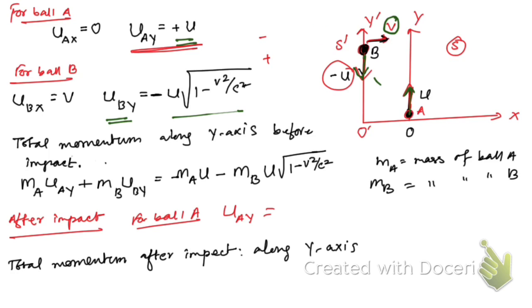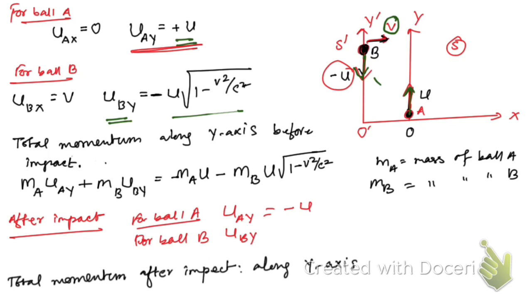So that's why here you see this is positive, so after impact it will be negative u. Similarly, for the ball B, u b y here it is minus, so it will be plus, right? That's it. So hope you have understood this. Now let me write it properly. Okay, so here it's gonna be positive u root over 1 minus v square by c square.